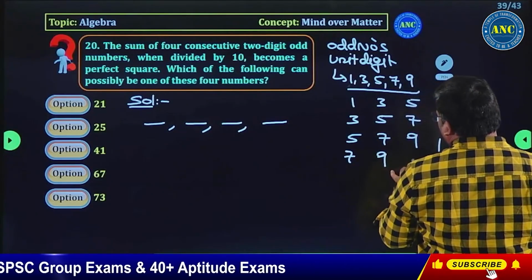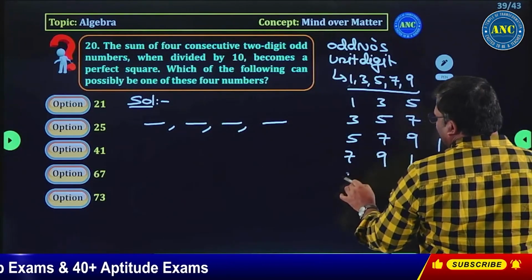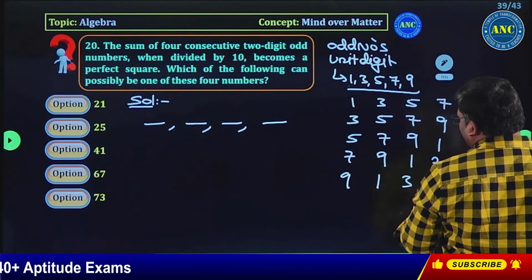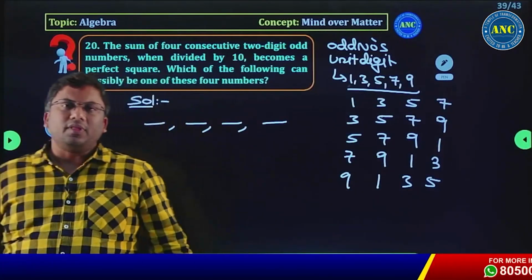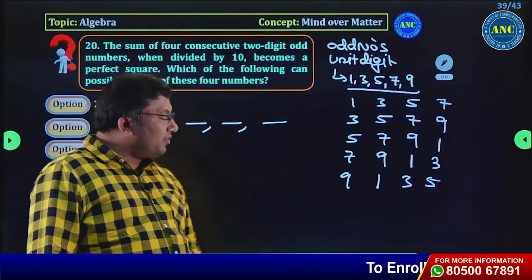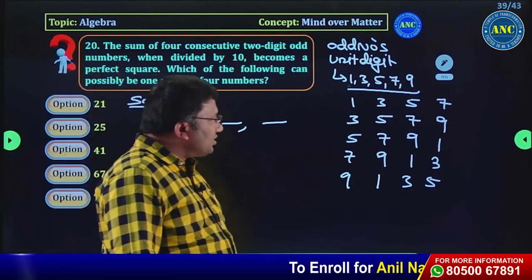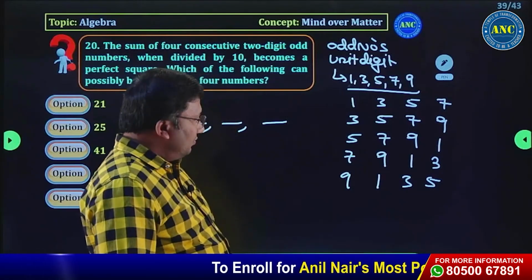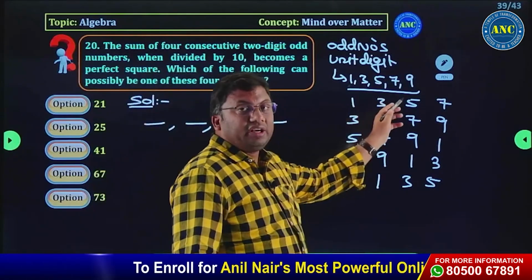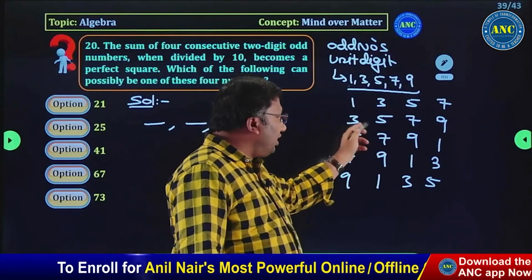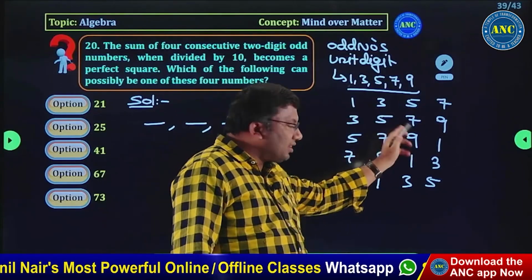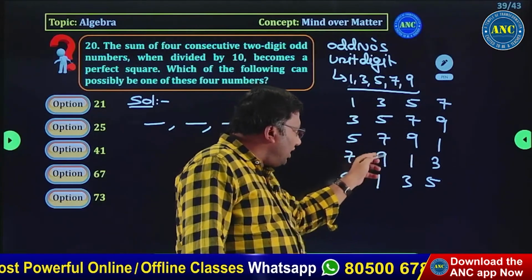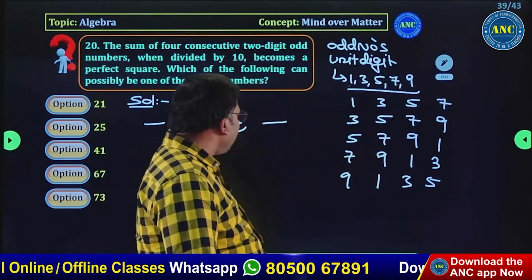17, 19, 21, 23. 19, 21, 23, 25. These are all possibilities. Any odd number's unit digit will be an odd number. Odd number means it can be 1, 3, 5, 7. 21, 23, 25, 27. 23, 25, 27, 29. 25, 27, 29, 31. 37, 39, 41, 43.